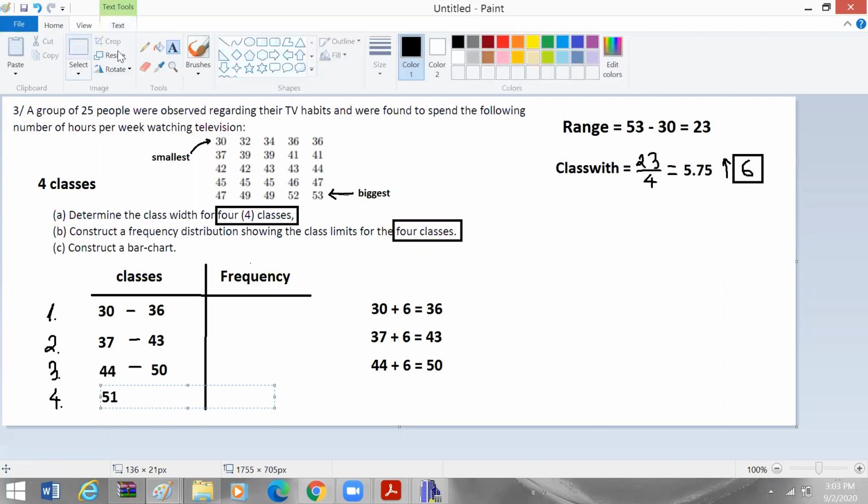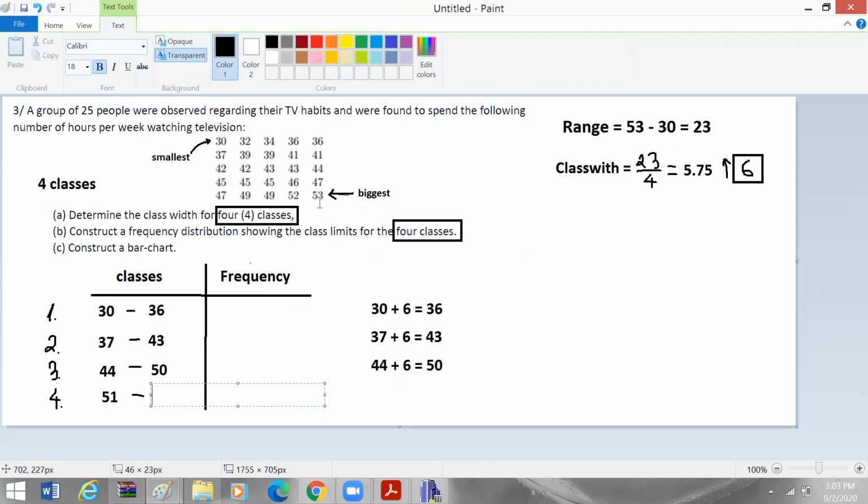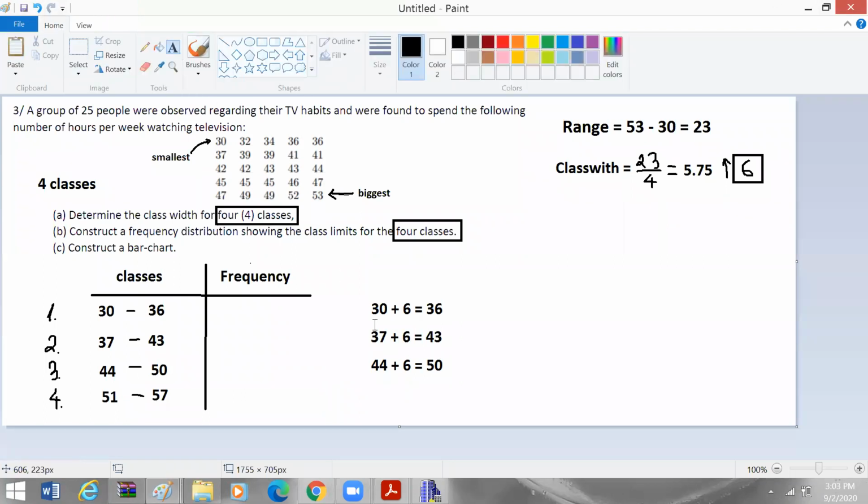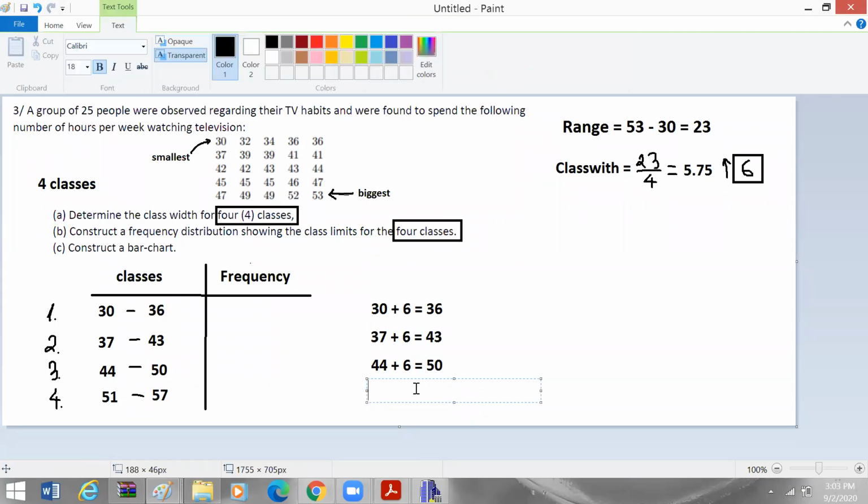57, very good. So remember, you have to make sure that the ending point of your last class is able to cover 53, which is the biggest data set value, then we're good to go. If it doesn't, then we have to double check your calculation. You need to figure out why it's not covering the last data value.